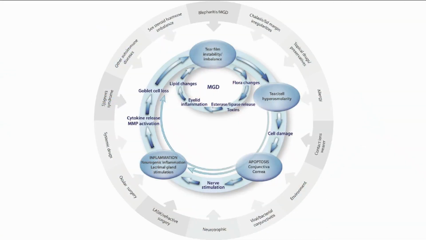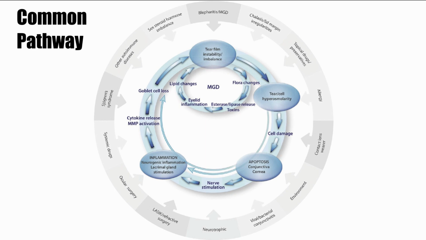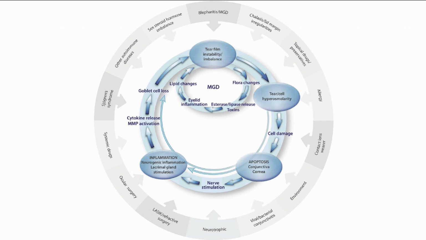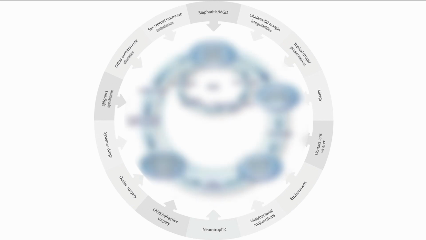Let's take a moment to look at the vicious circle scheme. A pivotal proposition from the TFOS-DED report was that all dry eye enters a common pathway where tear hyperosmolarity and a chain of inflammatory events create a vicious circle. In this cycle, dry eye disease can be thought of as an autonomous, self-sustaining disease state disconnected from its initial causes. So as you can see in this scheme, there are basically 3 circles. So the outer circle are initial trigger points to one entering into the cycle. Again, they are not mutually exclusive from each other, but rather connected to one another.